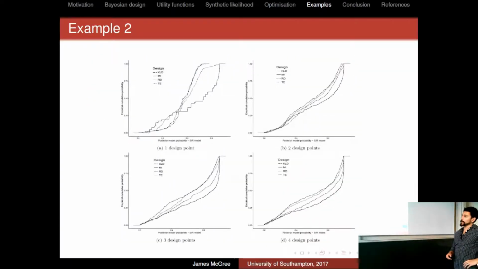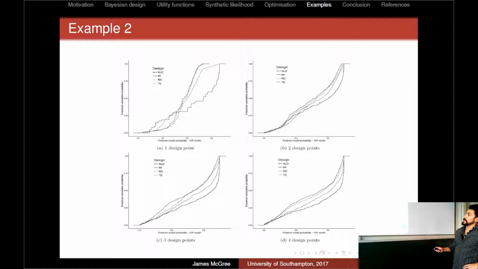Here are the empirical cumulative density plots. Same as before, we want all these to be basically 0 along the x-axis and a sharp rise towards the end. The best design is mutual information for model discrimination, as we would expect, and the ordering is sensible. It then goes to total entropy. Then the KLD and the random design are pretty similar.